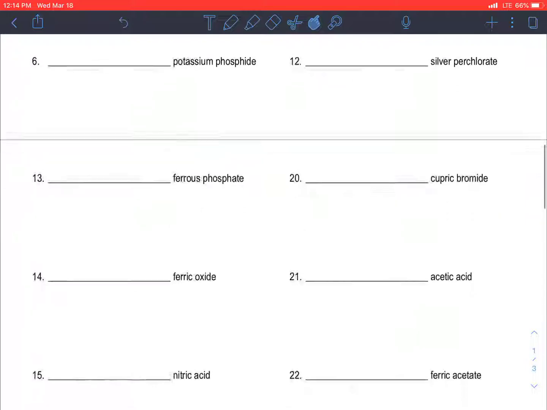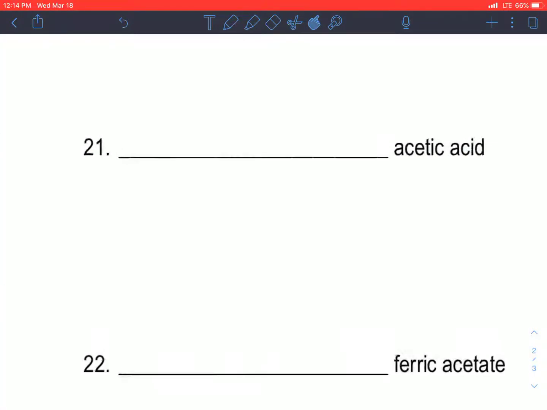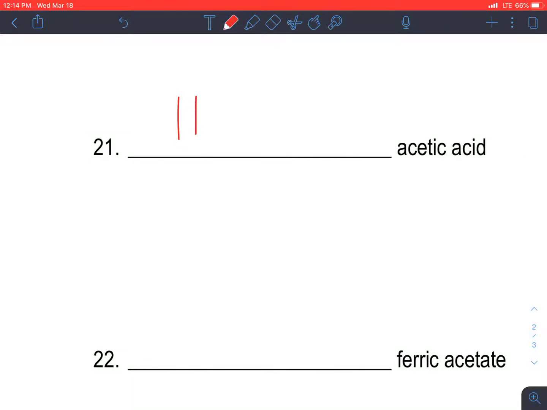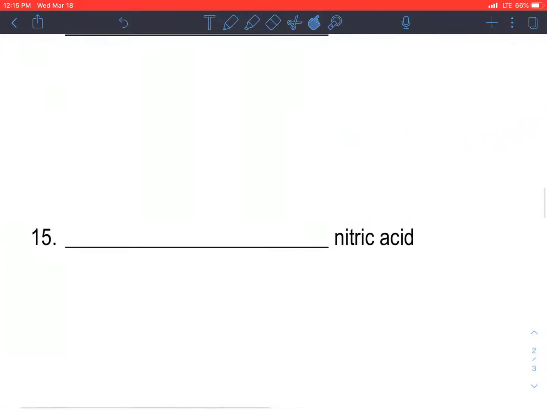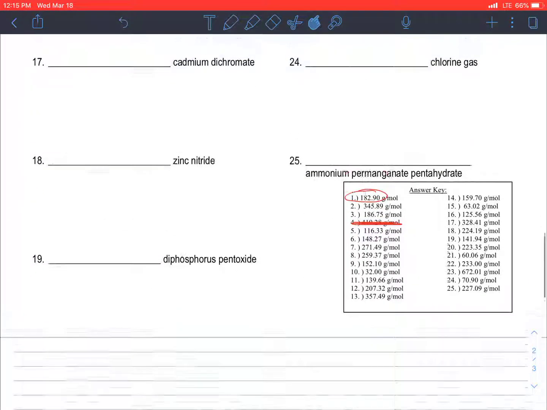Scrolling down a little bit, 21 and 15. Okay, so acetic acid, its formula is HC2H3O2. Nitric acid is HNO3. We did not get to acids last unit, and that's okay. I will give you those. And then scroll down to the very bottom, number 25. You can do ammonium permanganate, but ignore the pentahydrate. Once again, that mass for 25 will be different.